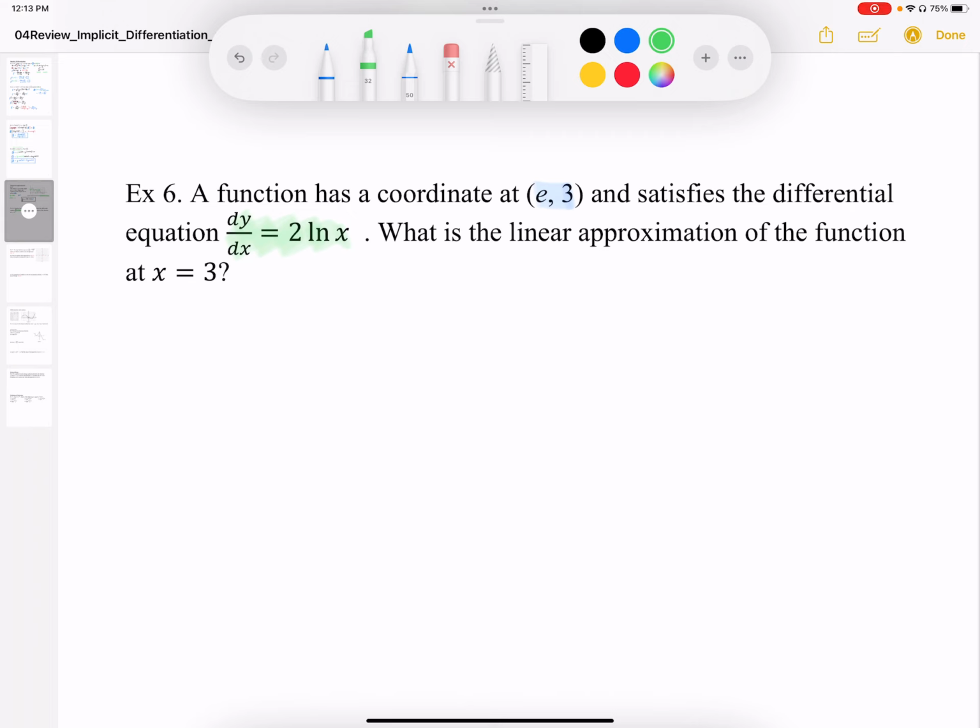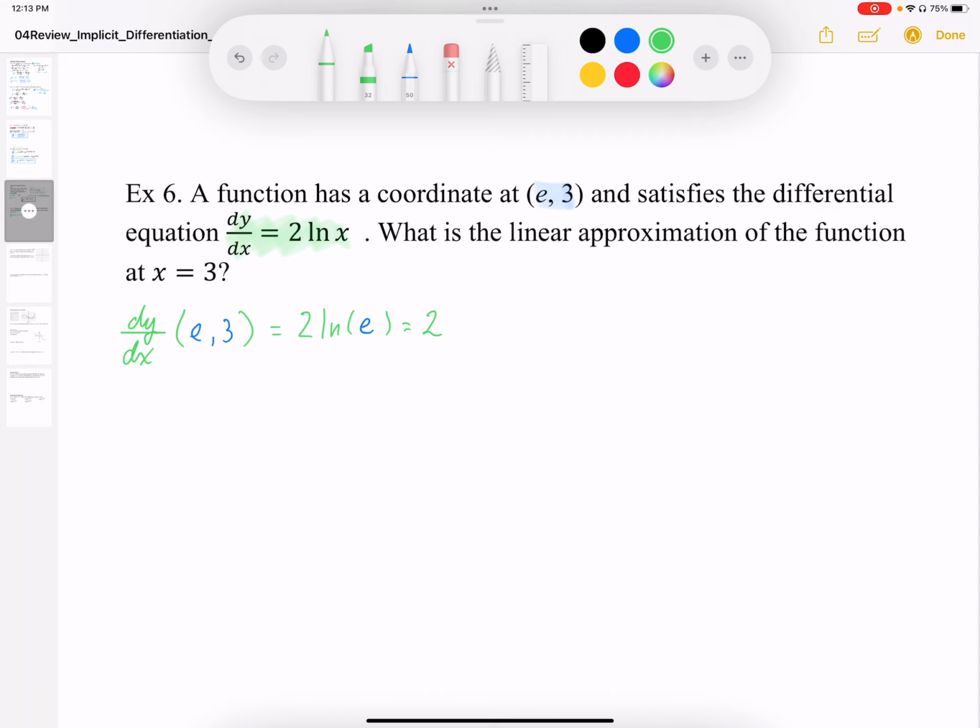Okay, so the first thing I'm going to do is, at (e, 3), calculate my slope. So the slope dy by dx at the coordinate (e, 3) is going to be equal to 2 times log of e. That's going to give me a slope of 2. So that's going to be the slope of my tangent line.